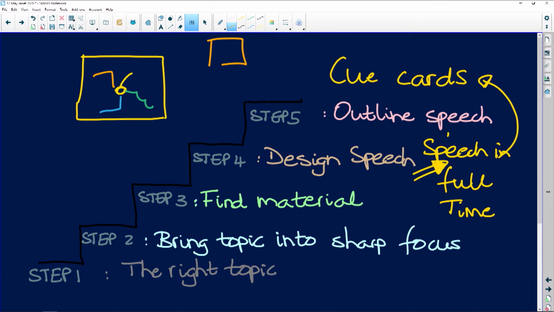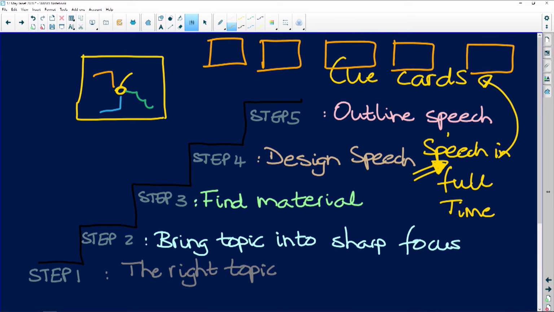So you need cue cards. So my students usually want a lot of cue cards. So let's imagine for a 5-minute speech, you're going to need at least 5 cue cards. Number them.